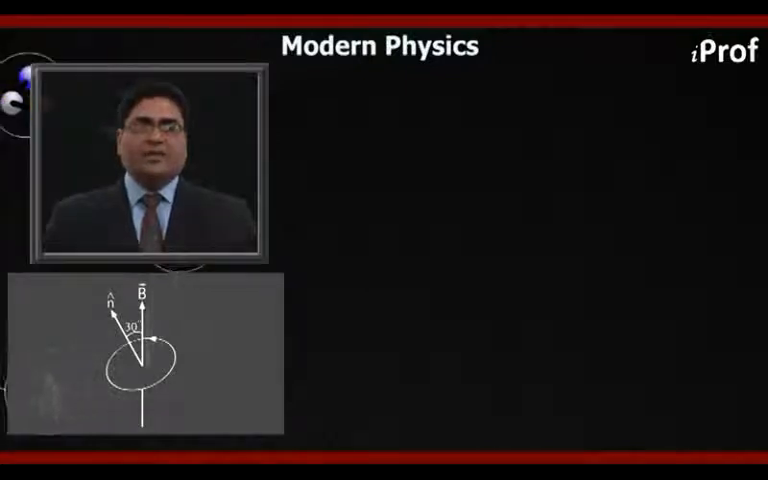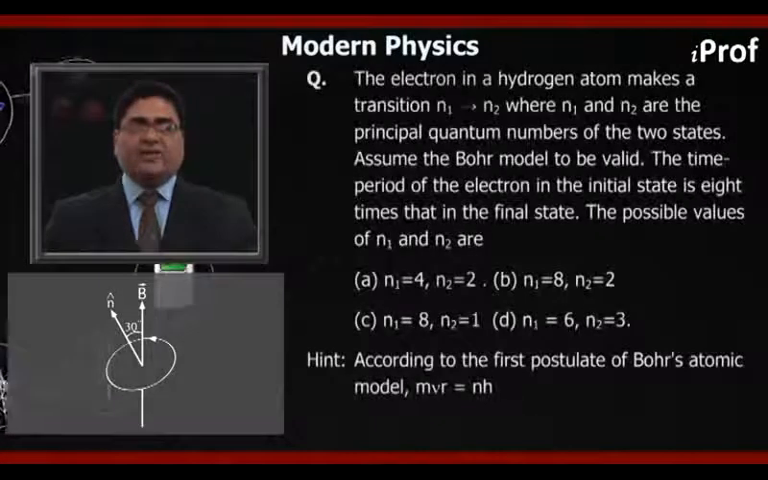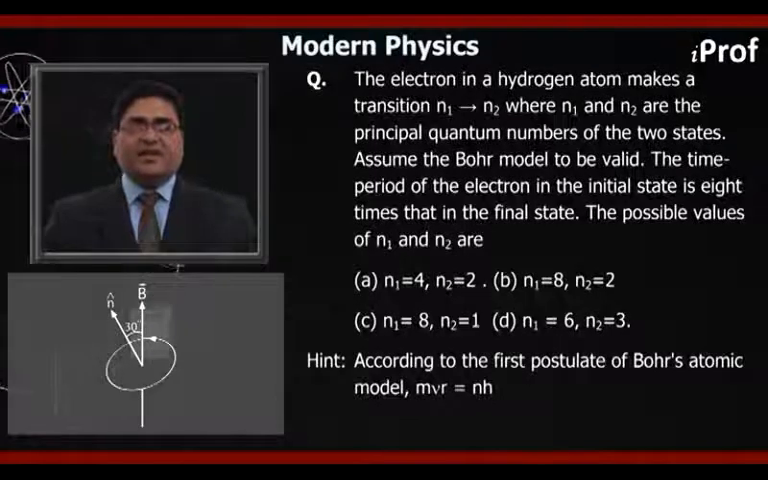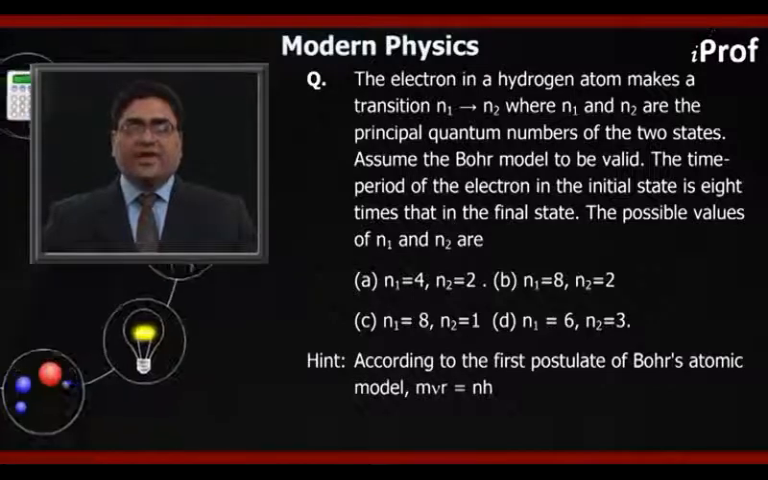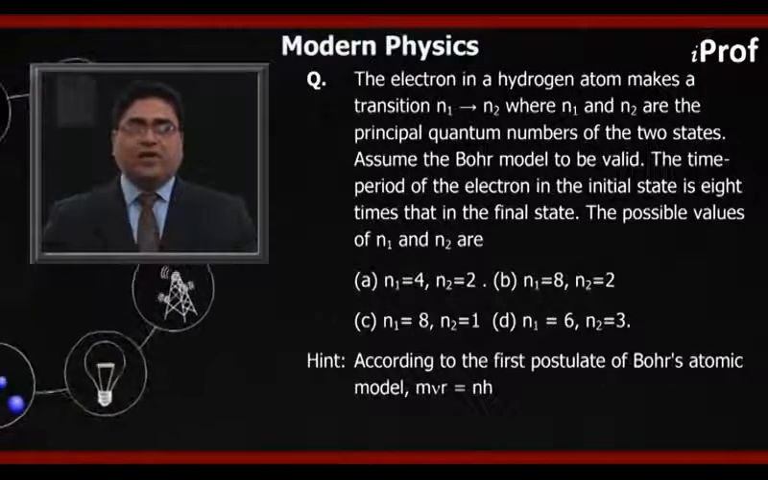For alternatives, the electron in a hydrogen atom makes a transition from N1 to N2, where N1 and N2 are the principal quantum numbers of the two states. Assume the Bohr's model to be valid. The time period of the electron in the initial state is 8 times that in the final state. The possible values of N1 and N2 are, there are 4 options.